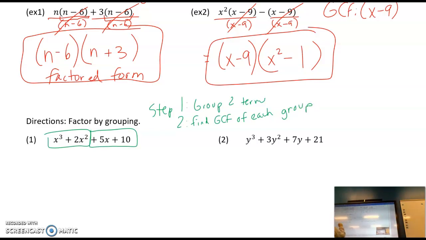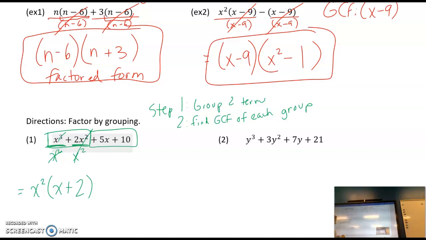Okay, so when I take a look at group 1, what is the GCF between x to the third and x to the second? Well, it is x to the second. So I'm going to factor out x to the second and find out what I'm left with. x to the third divided by x to the second is just x. And then 2x squared divided by x squared is left with just 2 because they cancel out.